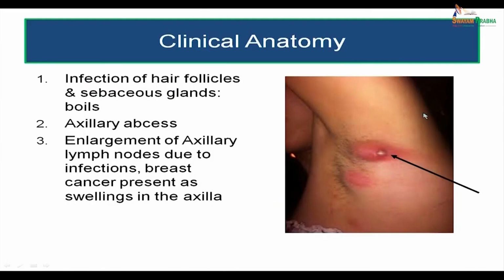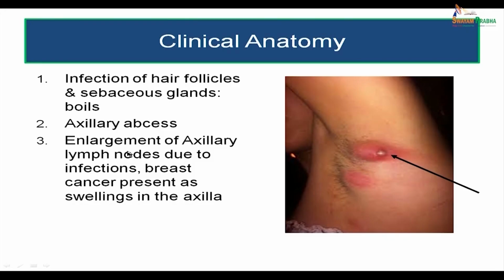Now we come to clinical anatomy. You can see in this picture there is a large reddish colored area with a point, this is the pus coming out here. This is called as an axillary abscess. If it is of lesser amount, then it is called as a boil or a furuncle. This happens due to infections of the hair follicle and sebaceous glands of the axilla. It is a very painful condition and requires medical and surgical treatment.